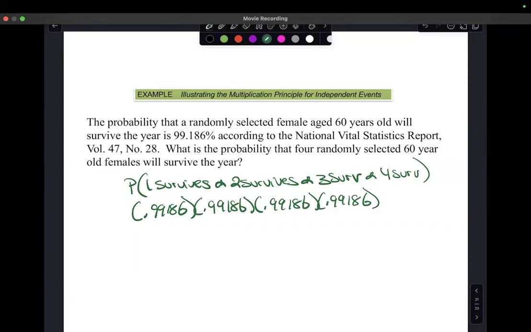So we take all of these and you just multiply 0.99186, all of these. Oh, you rounded. Okay, that's good. It's fine. I didn't say what to round to, so you're good.